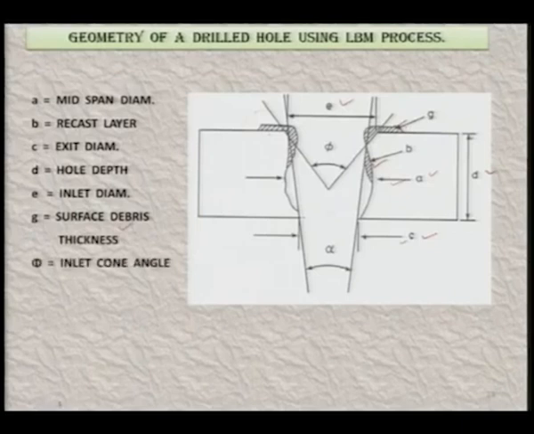Then phi is the inlet cone angle, at the top shown over there, and alpha is the taper angle of the hole being drilled. Now, this gives you an approximate idea of the taper angle. However, this is not a straight sided hole or tapered sided hole, rather a non-linear curved hole. So, it gives some idea of the taper angle, but it is not exactly the taper angle.